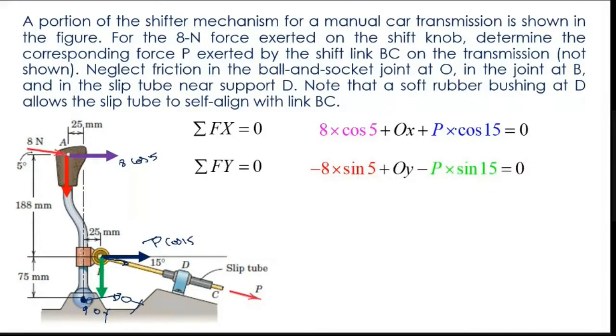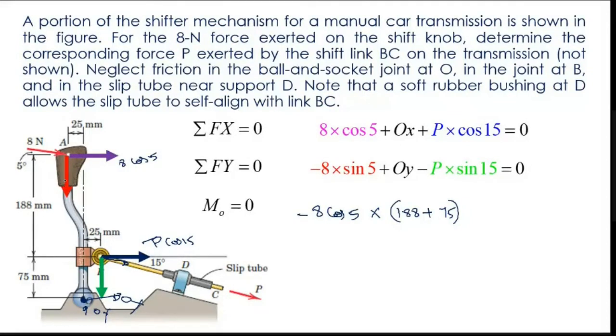And I am taking moment. Where am I taking moment? I am taking moment at point O. So how to take moment? One by one, each force. This force, 8 cos phi, your vertical distance up to O is 188 plus 75. It is rotating in clockwise, so I can write 8 cos phi into 188 plus 75, rotating in clockwise, negative.